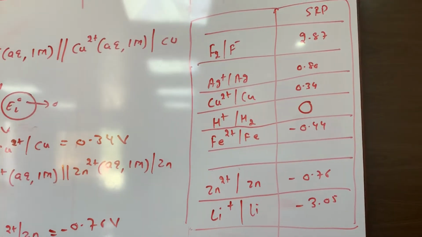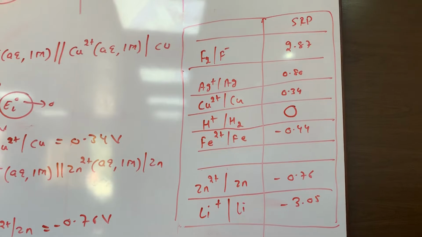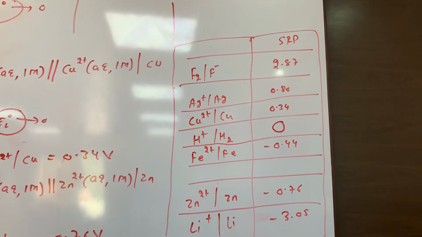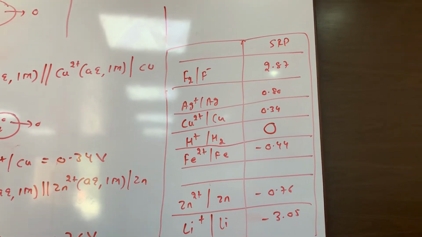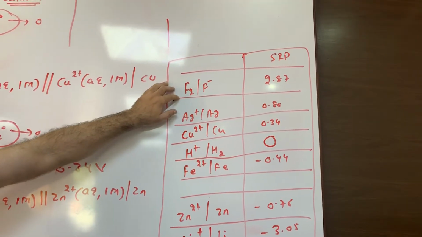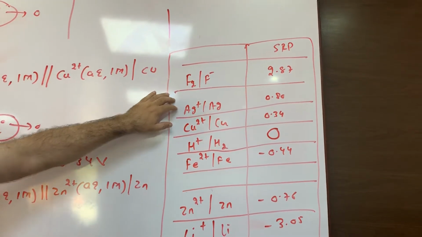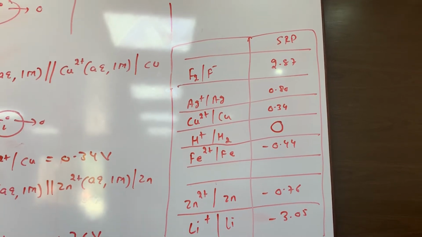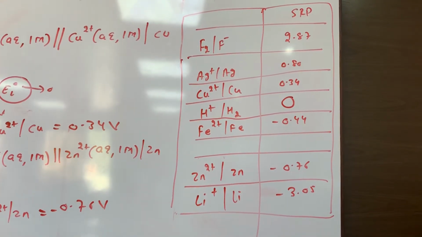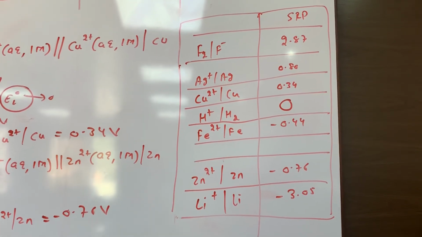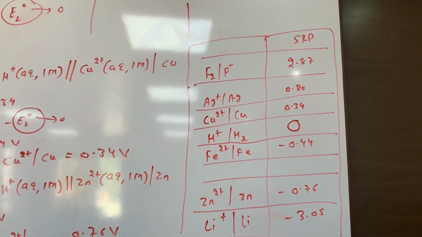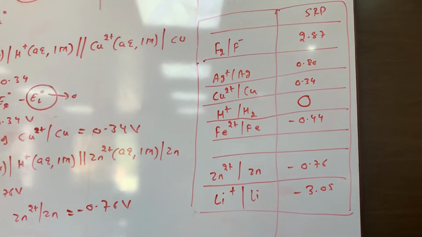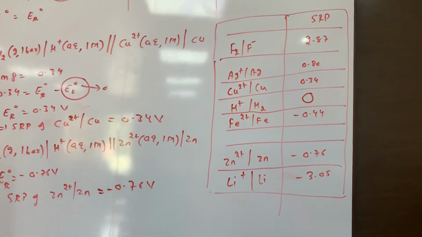There are plenty of values. Normally they will give them in the question, so you don't have to worry, but it is my sincere request that you remember these values. The standard reduction potential of fluorine is 2.87, the maximum. Ag is 0.80, copper is 0.34, hydrogen is 0, Fe is minus 0.44, Zn is minus 0.76, and the least value is lithium at minus 3.05. Remember these values; it will really help in solving questions, because most of the questions will be based on this reduction potential only.